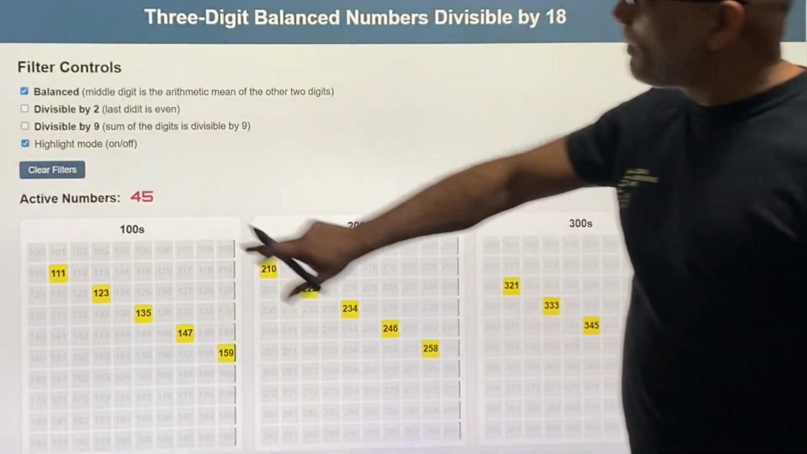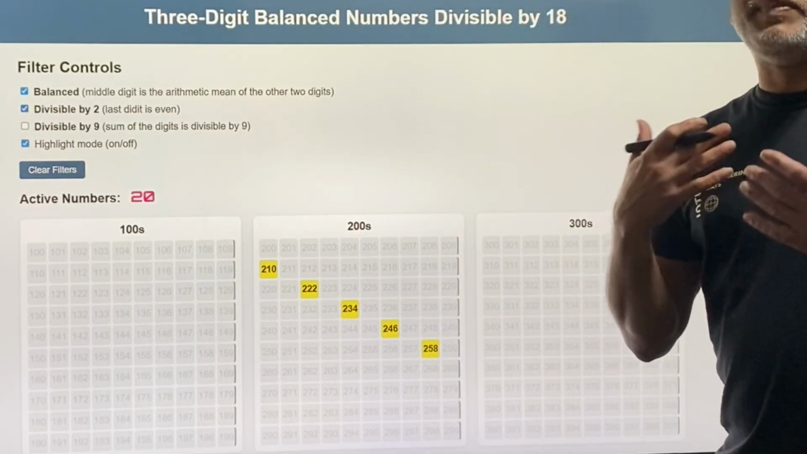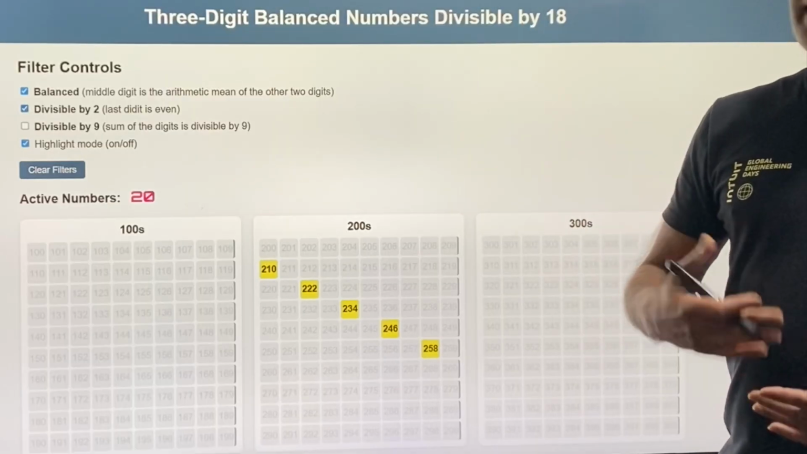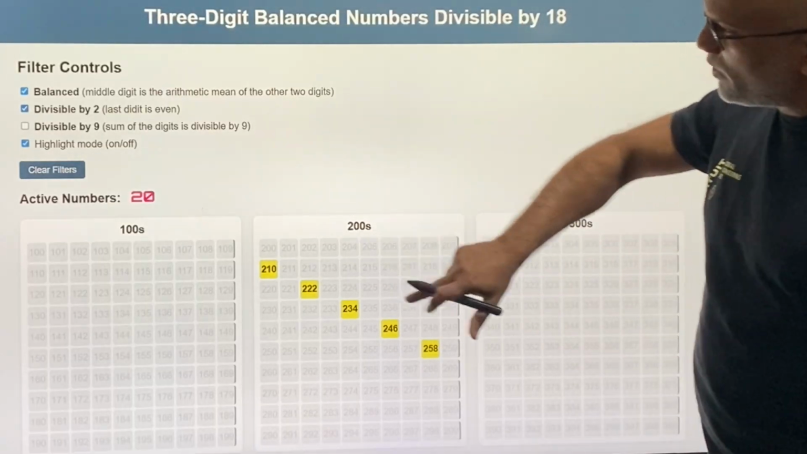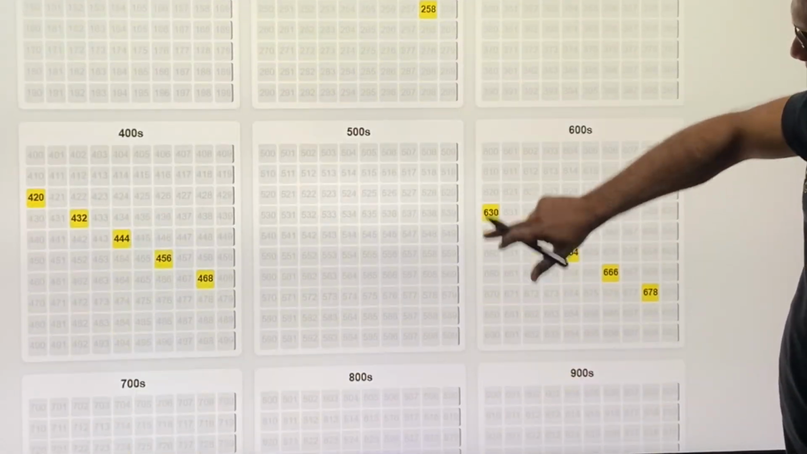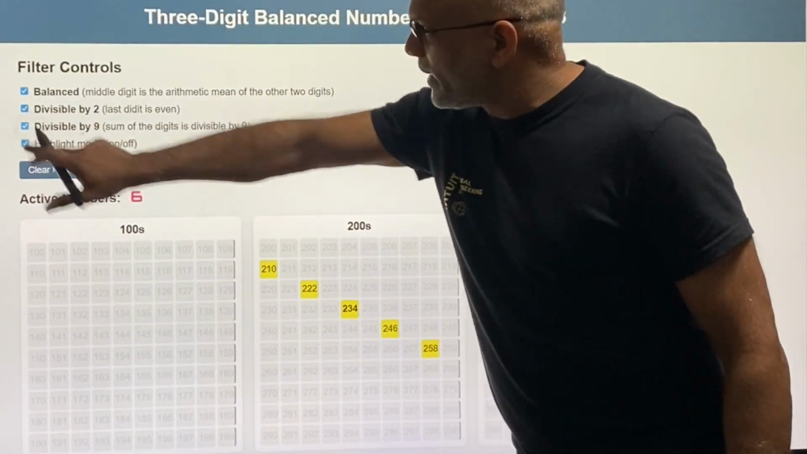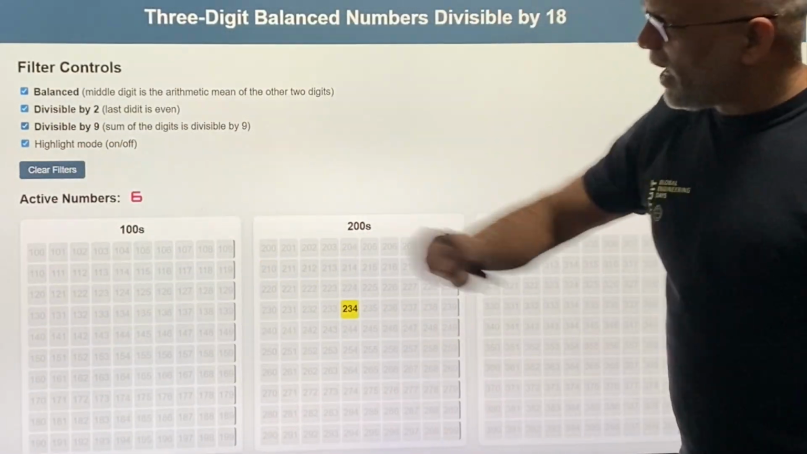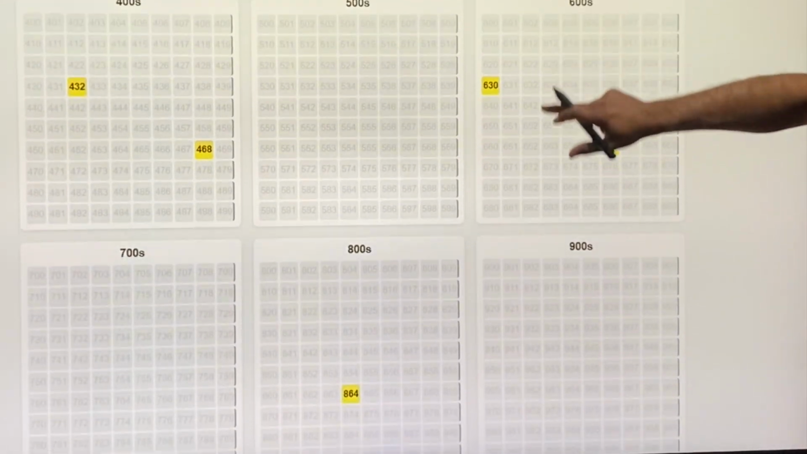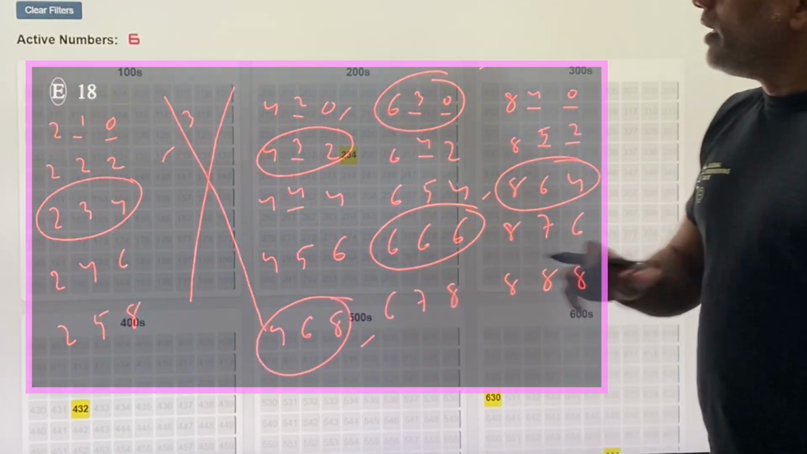And then we are going to apply the condition divisible by 2, because remember we have to make it divisible by 18, that means it has to be divisible by 2 and 9. Okay, so if I make it divisible by 2, then I'm left with only 20 of those, right? And then finally I want to make it divisible by 9, then I am left with 6, and as you can verify, these are the same 6 that we got earlier.